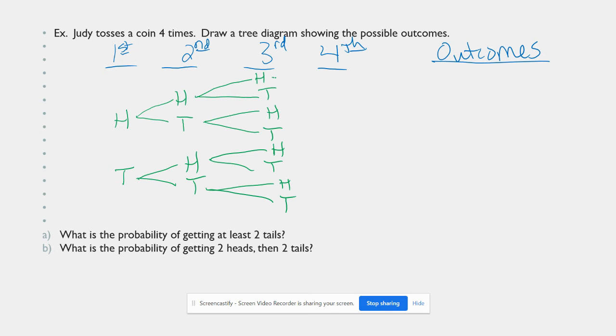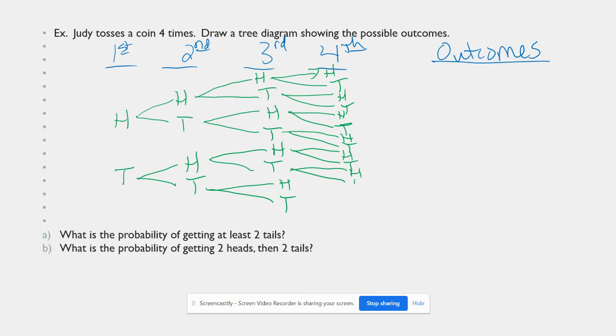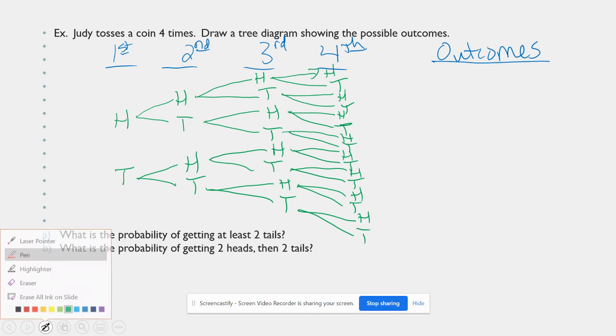And then our fourth one, we still have, again, heads or tails because we're not changing the coin. The coin always has heads or tails. And so regardless of our outcome in the third toss, I always have heads or tails as a possible outcome for the fourth one. So my tree's looking a little sickly here, but that's okay. So listing the outcomes. Now we got to follow our branches.